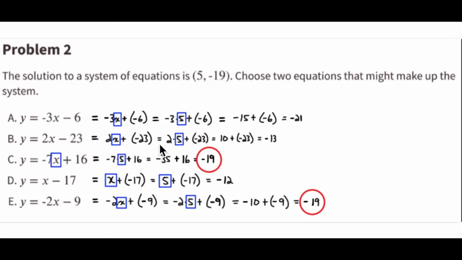And do that all the way down. So when I replace this x with 5, I get -21, -13. So C, I get -19. So when x is 5, I get -19. This is -12, and E, I get -19. So that means that the solution to the system of equations of C and E is 5, -19.